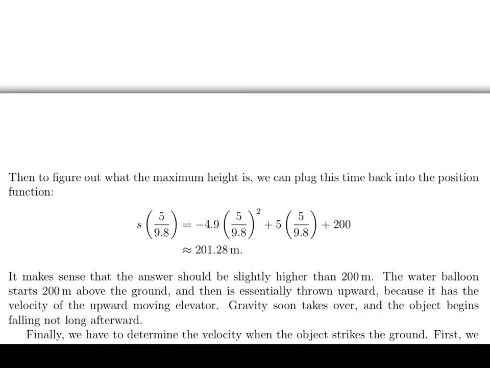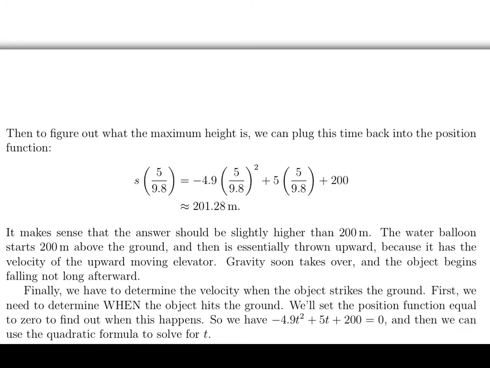Okay, now I'd like to find out when the object strikes the ground, what is its velocity? Now, in order to accomplish this, in order to find out what the velocity is when it hits the ground, we have to find out when it hits the ground. So we're going to set the position function equal to 0 and solve for t. And that's a quadratic equation, so we'll just use the quadratic formula.